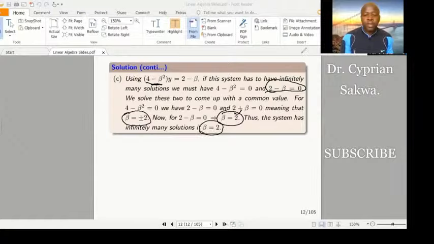And that's how we tell if a system has infinitely many solutions or has one unique solution or has no solution. So those are the steps, and you can look at various examples to enhance your skill.